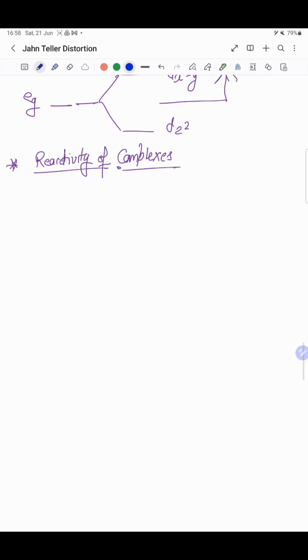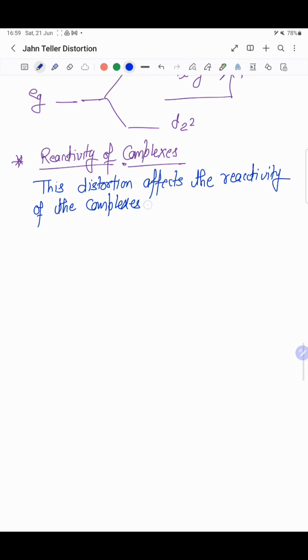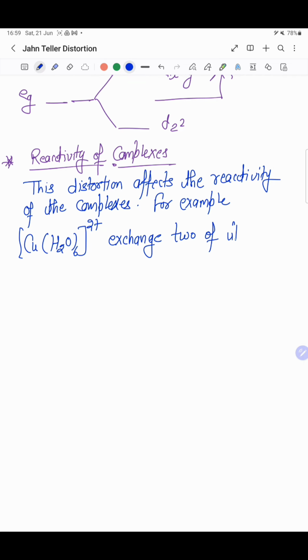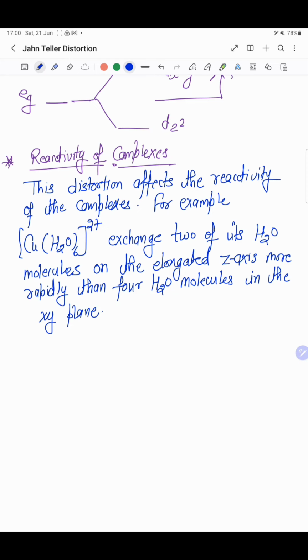The next one is the reactivity of complexes. The Jahn-Teller effect also explains the reactivity of complexes. For example, in the copper complex with water acting as a ligand, there is a possibility of exchange of two water molecules on the elongated axis more rapidly than the four water molecules in the XY plane. This is also explained by Jahn-Teller distortion, because the elongated water ligands are more prone to get exchanged.